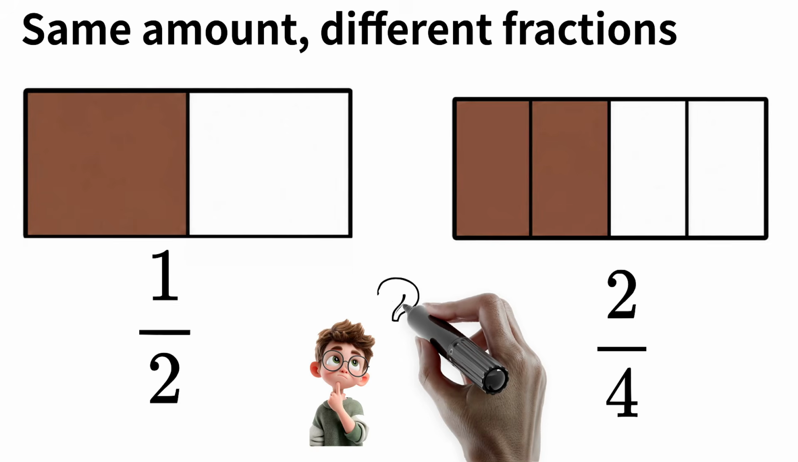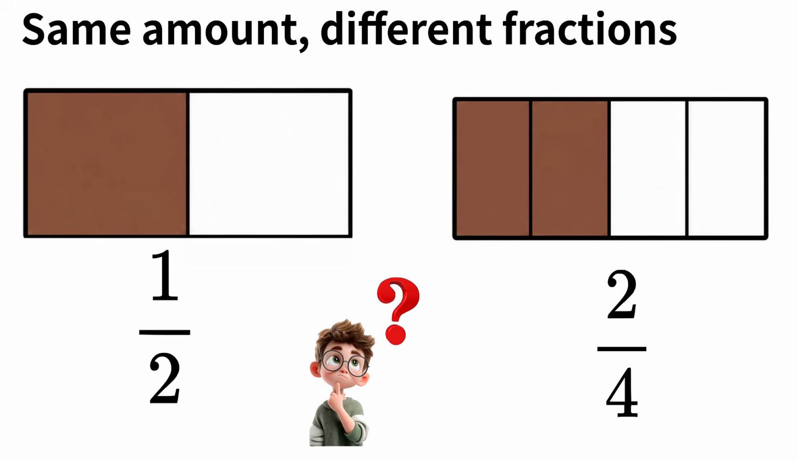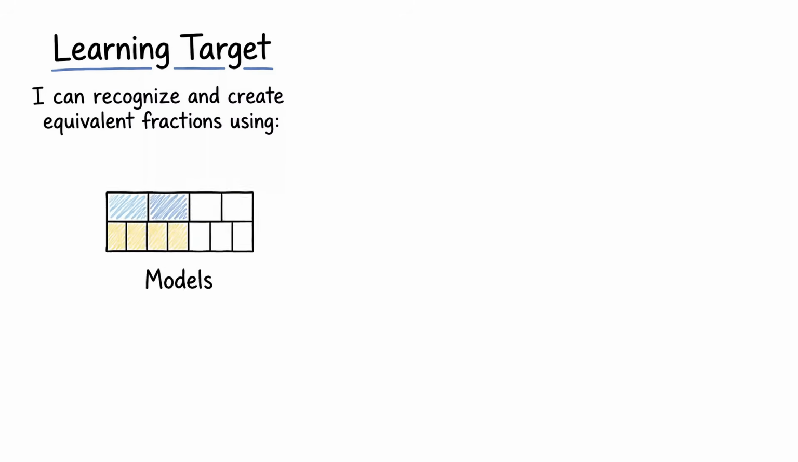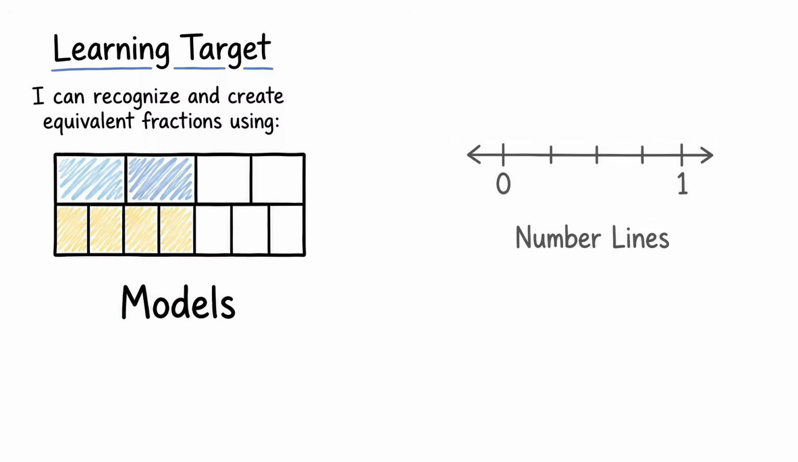Do these fractions represent the same amount? They certainly look different, but if the chocolate bars are the same size, the shaded amounts are exactly equal. That means 1/2 and 2/4 are equivalent fractions. By the end of this lesson, you'll be able to recognize equivalent fractions and create your own equivalent fractions. We'll use pictures first, then number lines, and finally multiplication.